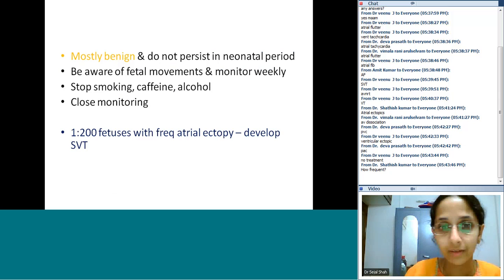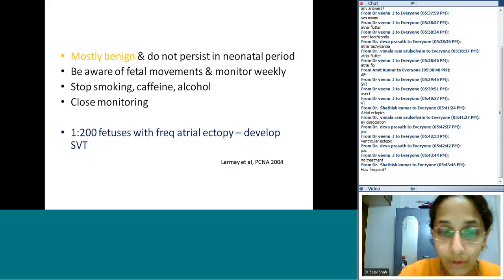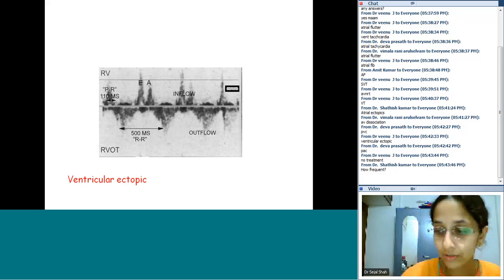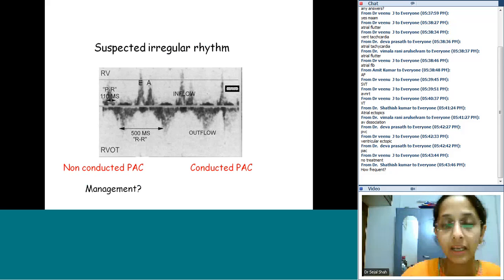But if it's more than 1 in 10 minutes, it is important for monitoring closely because occasionally this baby can go into SVT. Important is to tell the mother to make sure the fetal movements are well perceived and to avoid excessive amount of caffeine. So this is how premature atrial contractions are followed up. Now we will go to the next slide.